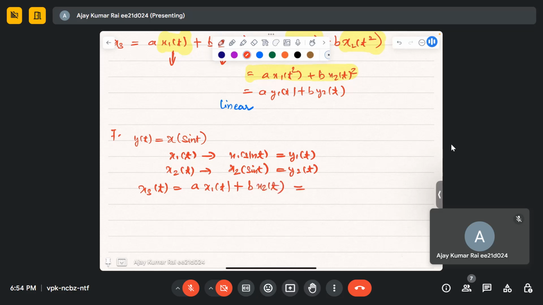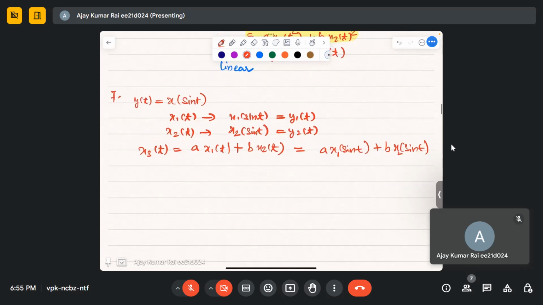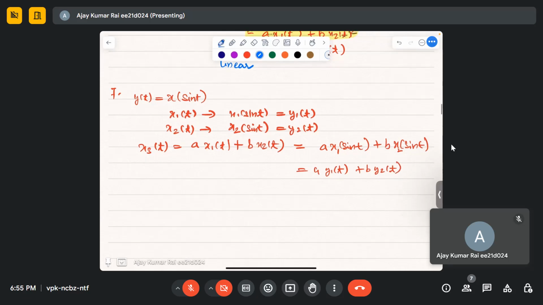Okay. What do you get? You'll get the same a x sin t plus b x. So this is x1. This is x2 sin t. So you can write a y1t equal to plus b y2t, which is same. So this is linear.